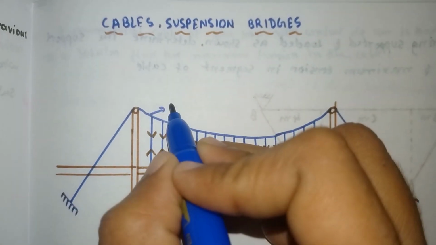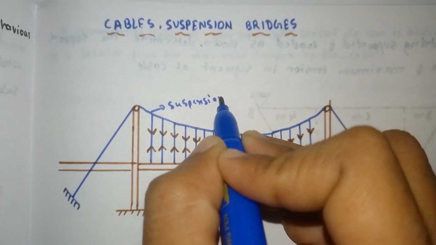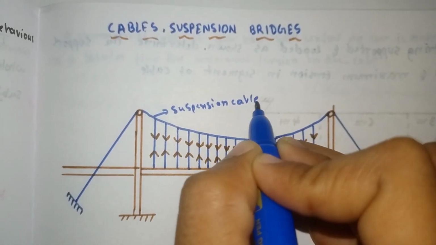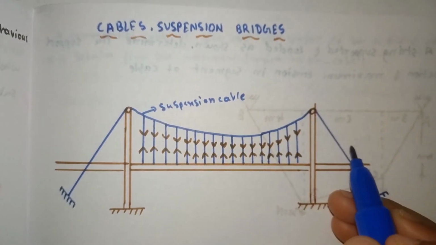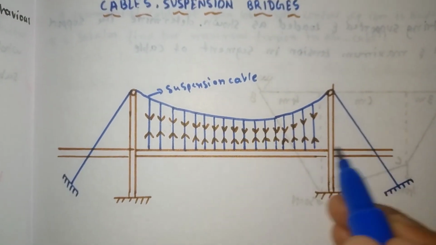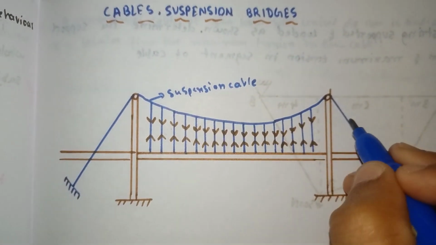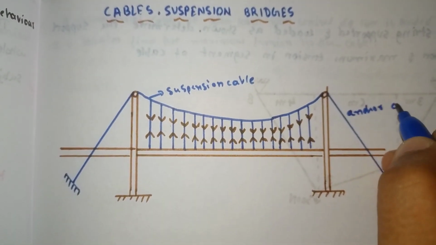It's called the suspension cable. It lies in between two towers, and here it's called the anchor cable. It's present on both sides. It's called the anchor cable.